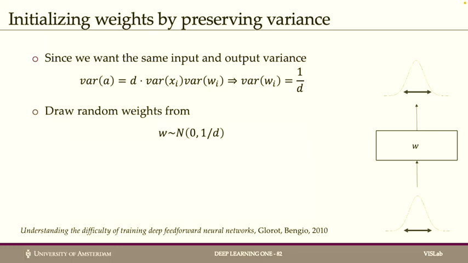So we draw the weights simply from this normal distribution and then divide by D. And D in this case, as we saw in the summation, is simply the number of input variables to the layer.